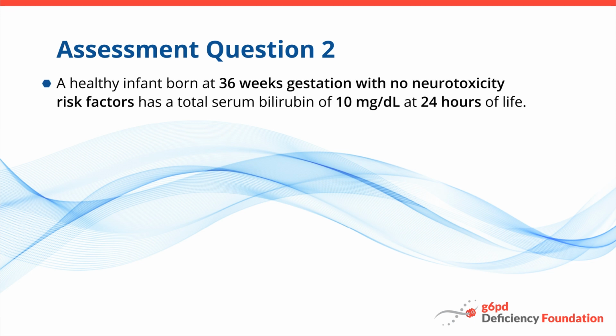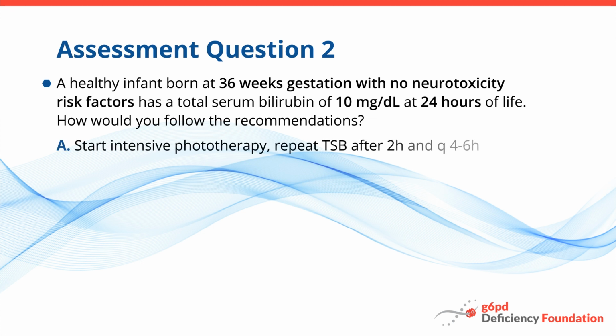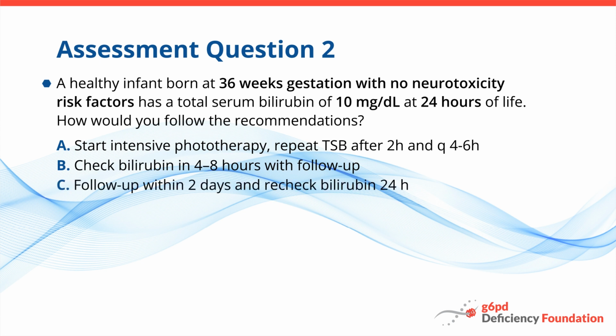A healthy infant born at 36 weeks gestation with no neurotoxicity risk factors has a total serum bilirubin of 10 milligrams per deciliter at 24 hours of life. What therapy would you recommend? A. Start intensive phototherapy. Repeat total serum bilirubin after 2 hours, and then every 4 to 6 hours. B. Check bilirubin in 4 to 8 hours with follow-up. C. Follow up within 2 days and recheck bilirubin in 24 hours. D. Prepare for an exchange transfusion.